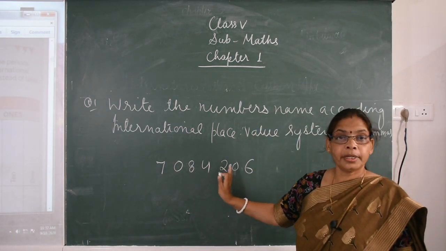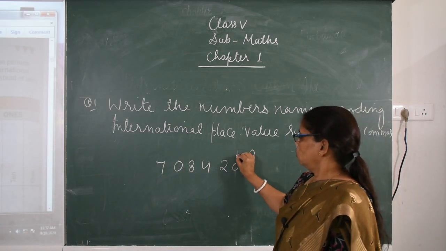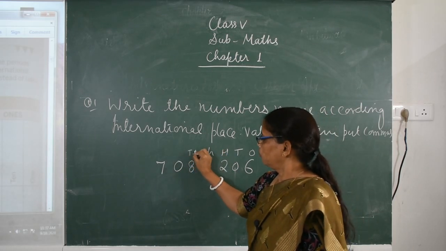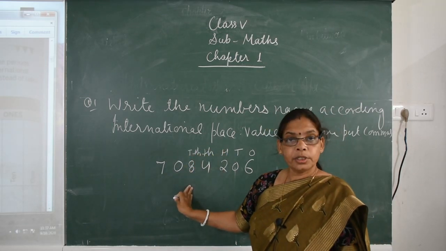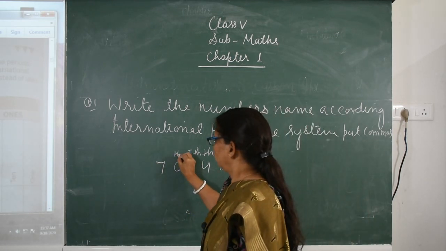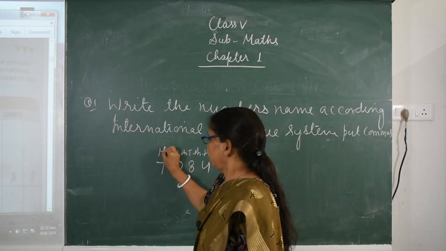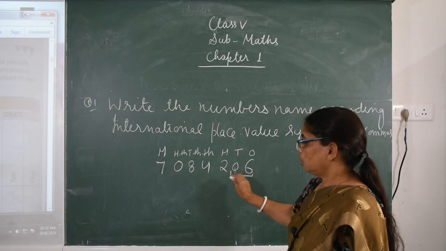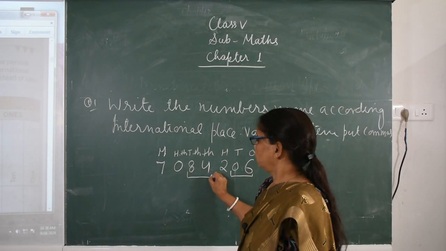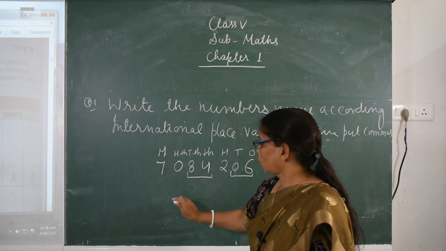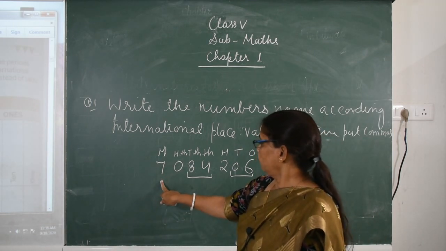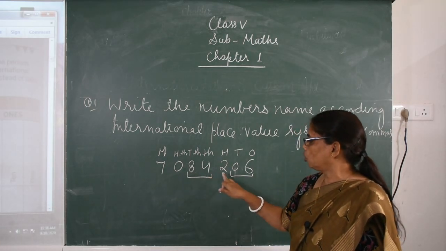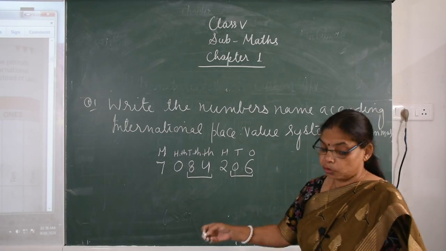So children, first you put the places: ones, tens, hundred, thousand, 10,000, and after 10,000, 100,000 and million. So how do we read? This together, this separate, and this together, and this together. This separate. 7,084,206. In the same way, we put the comma.